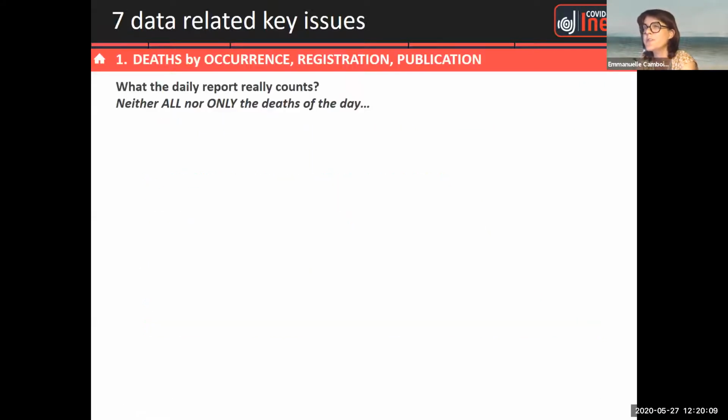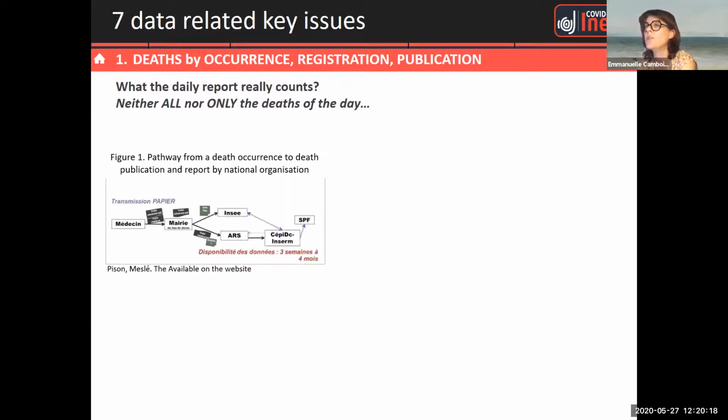So if we go to the first point, we know that what is reported by the countries each day, the difference from the day before, is neither all nor only the deaths of the day. Indeed, you very well know, everyone, that between the occurrence of a death and the date of publication in national reports, there are few weeks, few days. It depends on the process. So in France, for instance, the paper process takes between 3 weeks and 4 months. Electronic pathways are very quick, but then we have to be aware that on one day you can have not all the deaths that already occurred, and the deaths of the day also comprise the deaths of the previous days.